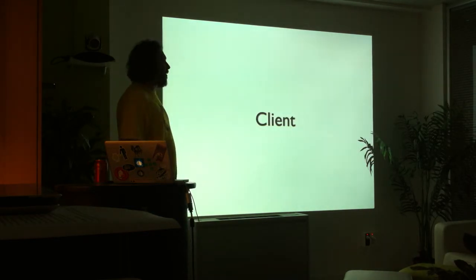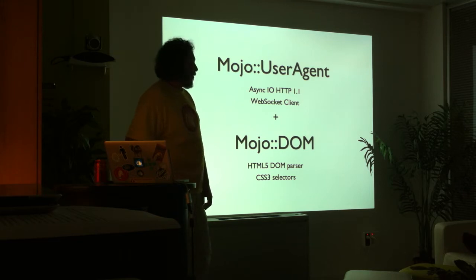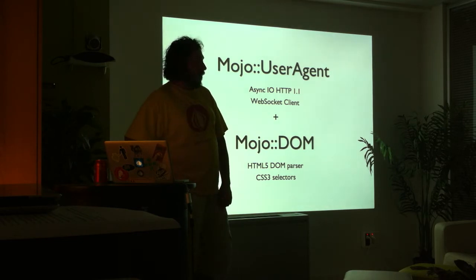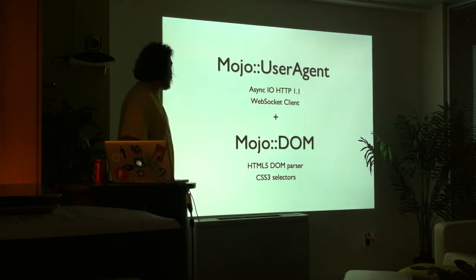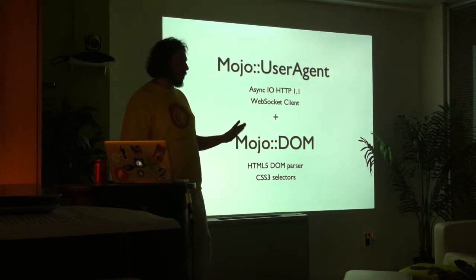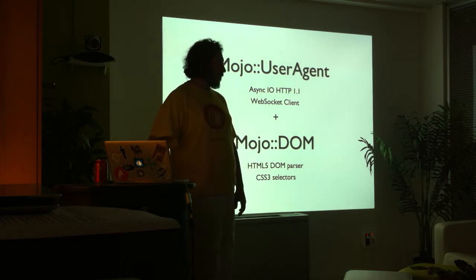So I will start with the client side. The client side is based on two other modules, the user agent and DOM. The user agent is, as I told before, an async IO client, of course with socket support, and Mojo DOM is a DOM parser and CSS3 selector parser. It's like having jQuery on top of the browser.